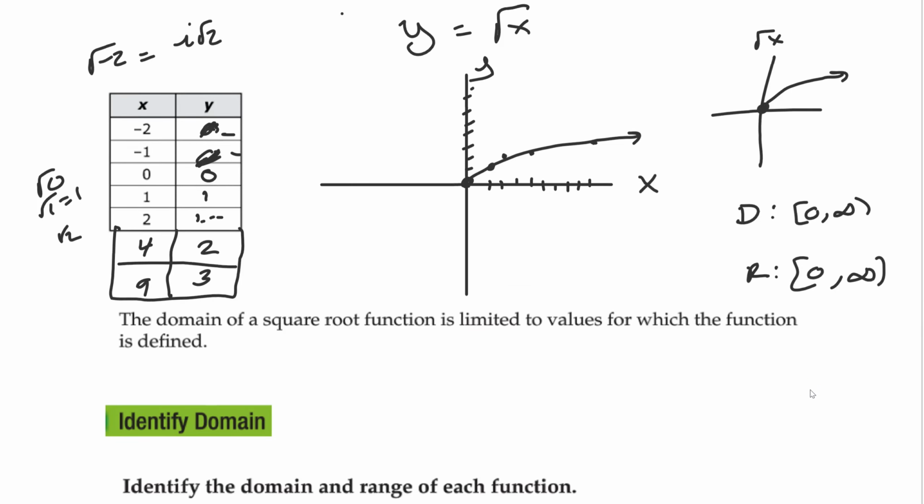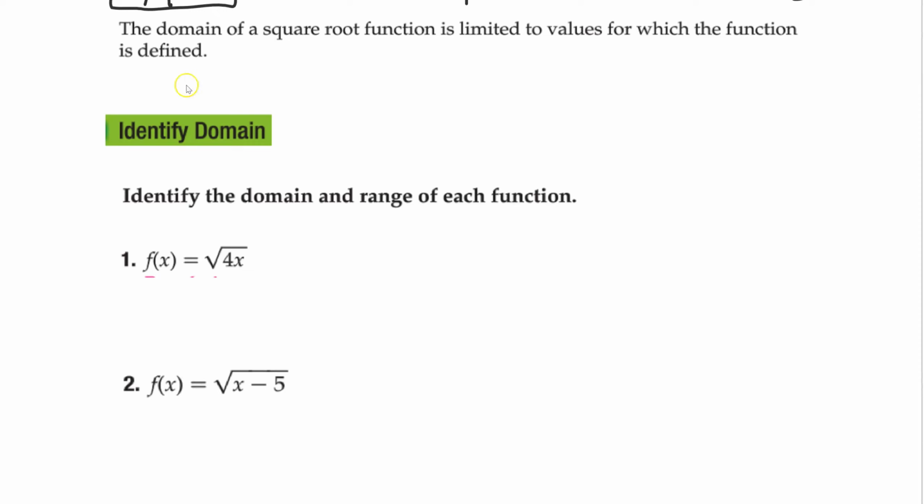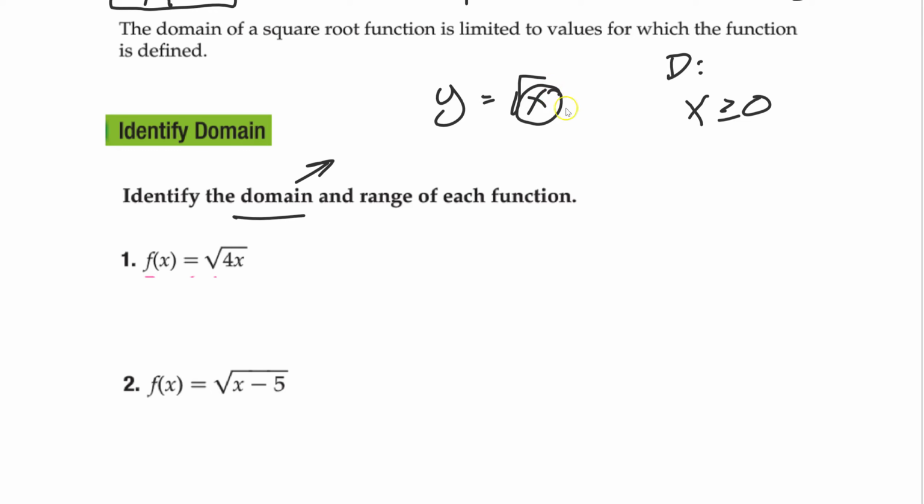So that's how you do domain if I give a graph. Now, if you remember how I do the domain if I give you an equation, well, this has to be positive, no negative value, so x is greater than or equal to 0. If I give you an equation, that's how I find domain. Just set the inside part greater than or equal to 0. So for this one, set that inside part greater than or equal to 0, divide by 4. My domain is all numbers greater than or equal to 0.